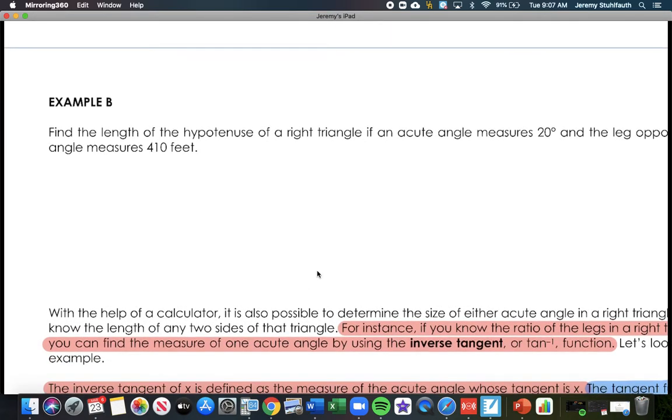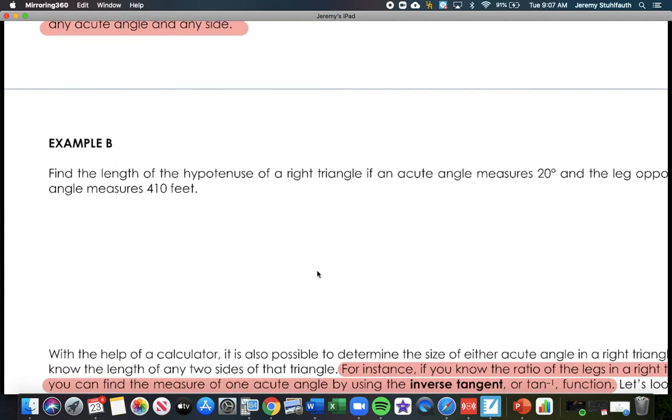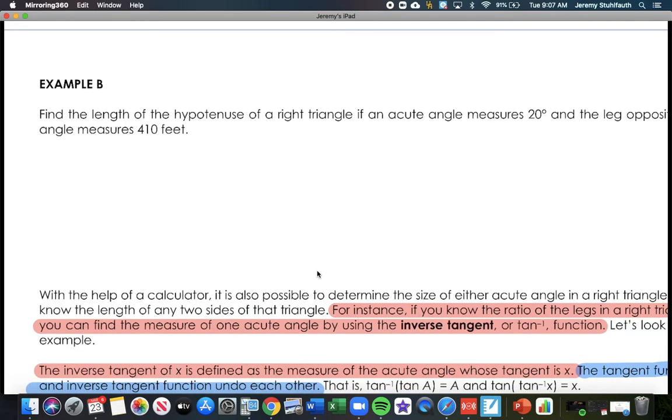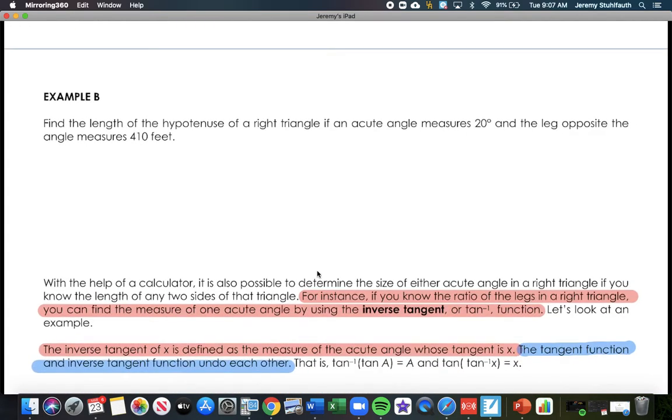So if we take a look at this example, it says find the length of the hypotenuse of a right triangle if an acute angle measures 20 degrees and the leg opposite the angle measures 410 feet. So we're going to go ahead and draw a right triangle. It says find the length of the hypotenuse. So the hypotenuse is over here across from the right angle, and you have an acute angle measuring 20 degrees. We'll say that is right there. And the leg opposite of that measures 410 feet.